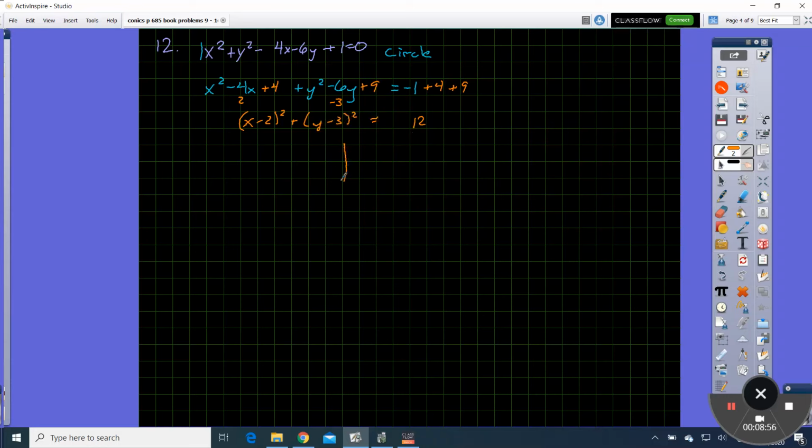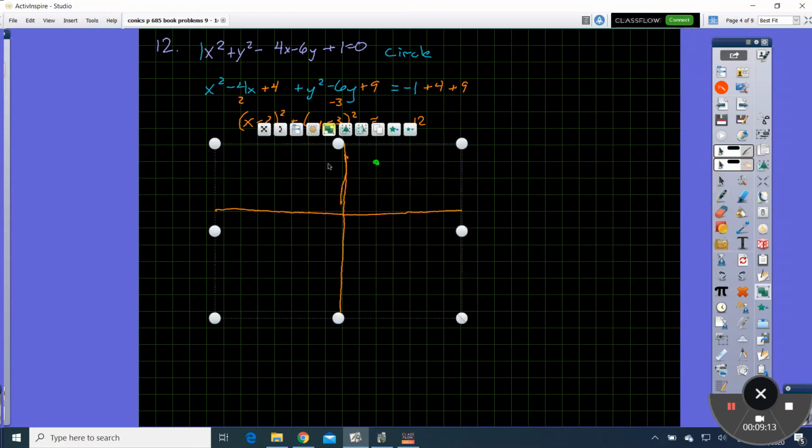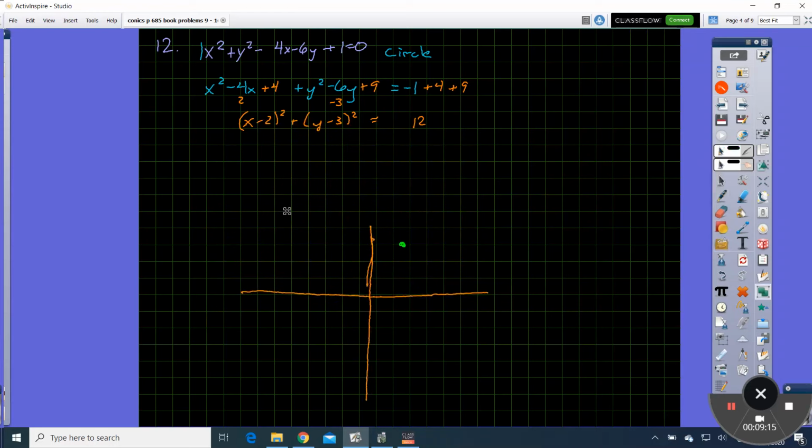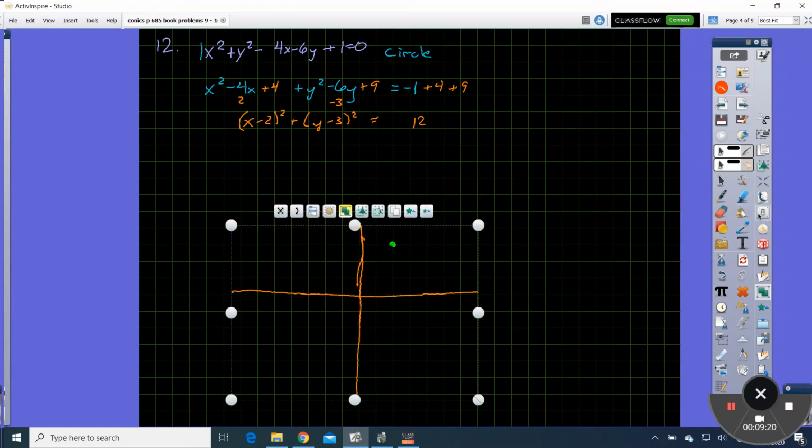So that means the center, whoa, that's a straight line. I wish. So my center is at (2, 3). Let's move everything down. Yeah, that's hard to match up. There we go.